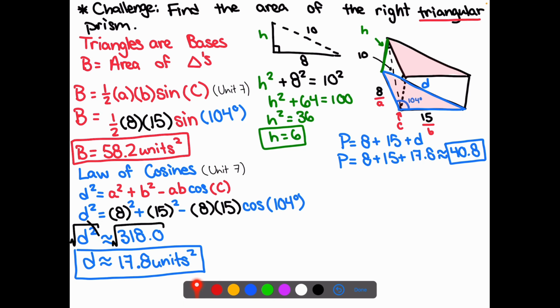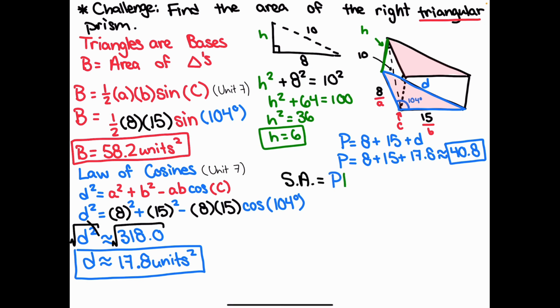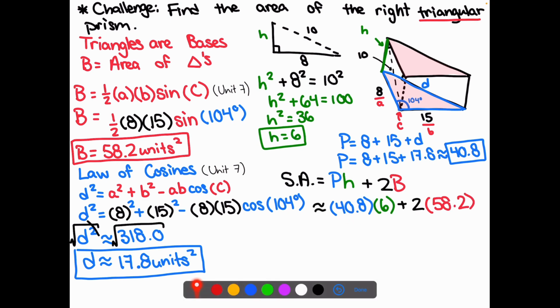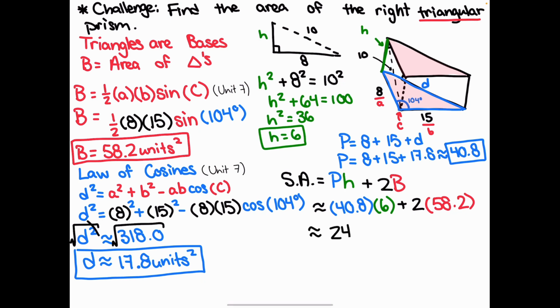Lastly, we can go ahead and plug into our surface area formula. Surface area is equal to P times H plus 2 times B. P is 40.8, H is 6, and big B is 58.2. If you enter this into your calculator, you get your final answer of about 361.4 units squared.